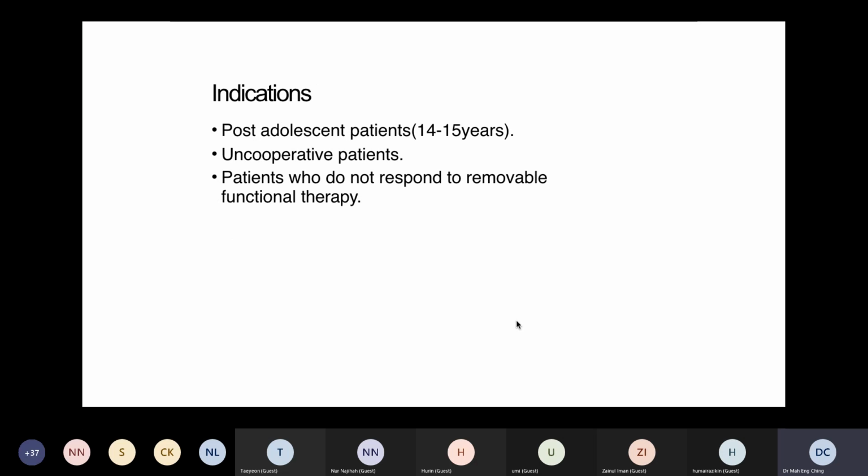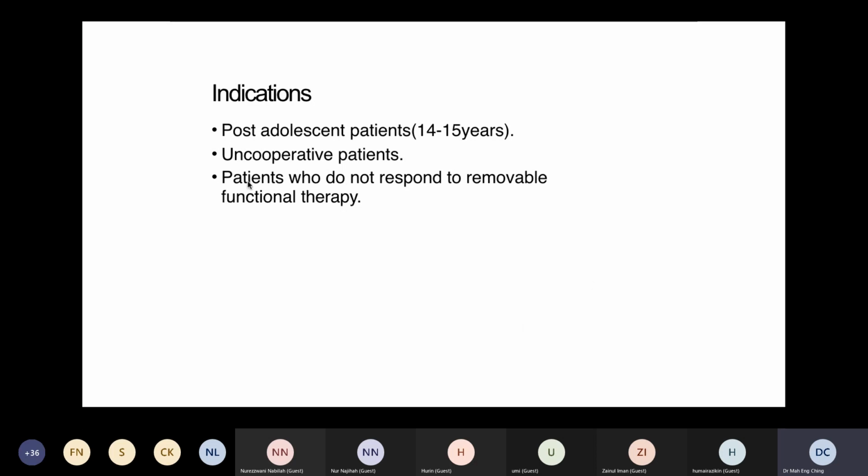Then the indications: we have post-adolescent patients. Let's say the patient has already passed the pubertal growth spurt, which is about before 14, a bit earlier for girls and a bit later for boys. The patient is still growing, but not much. Then maybe we want to catch up whatever we lost before, so we put the fixed functional appliance to catch up the growth a little bit. So usually for post-adolescent patients, we put fixed functional appliances.